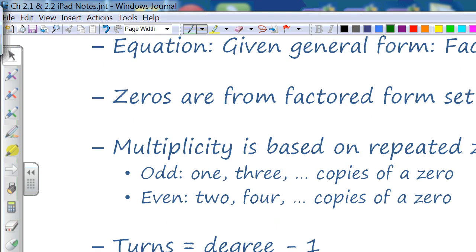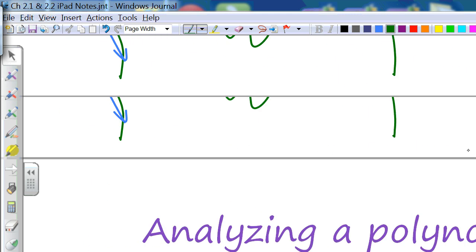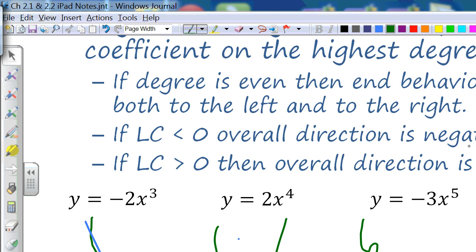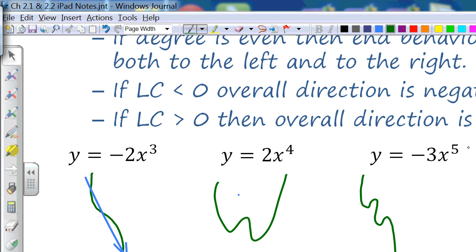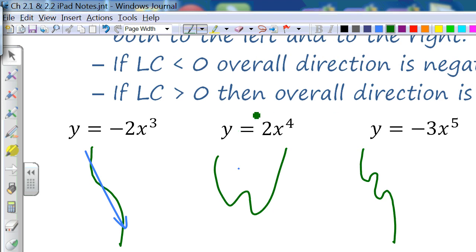That's why my x to the 8th on the previous slide, I did 7 turns. X to the 5 had 4 turns, right? Let's look at those. Okay, 4 turns. 1, 2, 3, 4. So it's 7. 1, 2, 3, 4, 5, 6, 7. 7 turns. Okay.